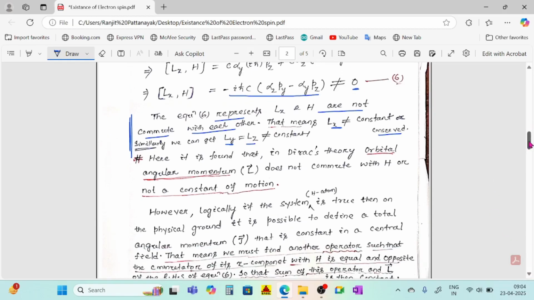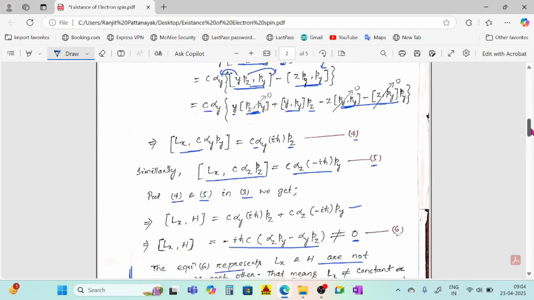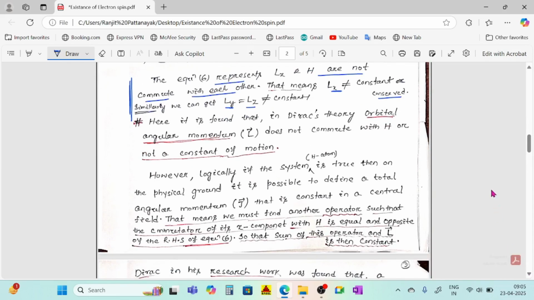So in your exam, there is no need to derive these things directly. After derivation we can find that the commutator of Lx with H is not equal to 0, which means they do not commute. So here it is found that in Dirac theory, the orbital angular momentum L does not commute with H, so it is not a constant of motion according to Dirac theory.